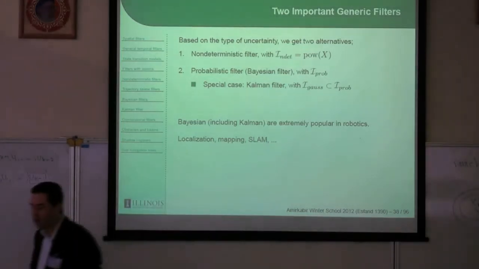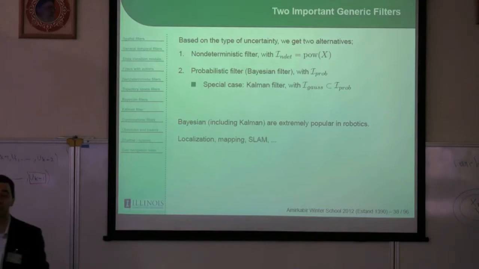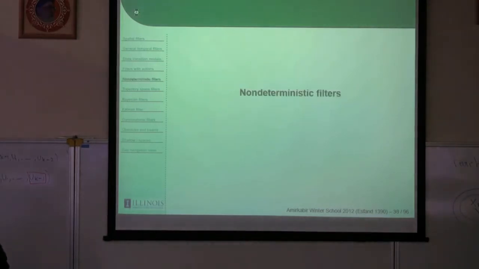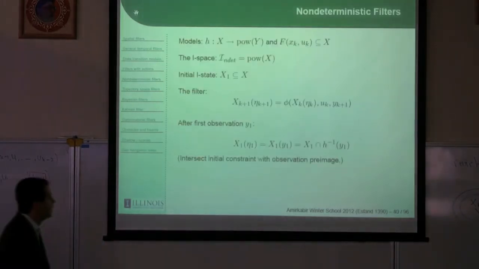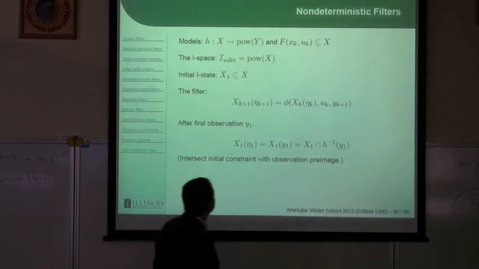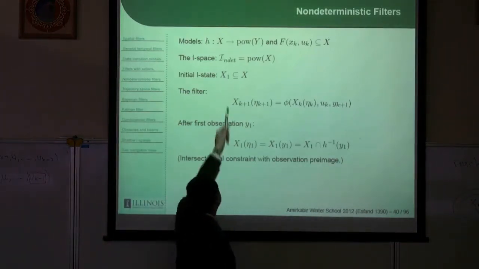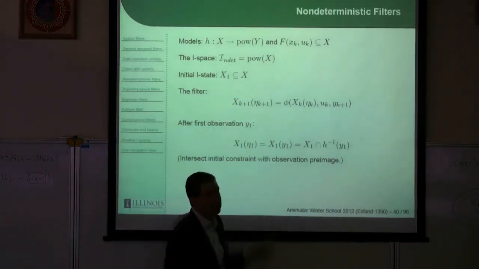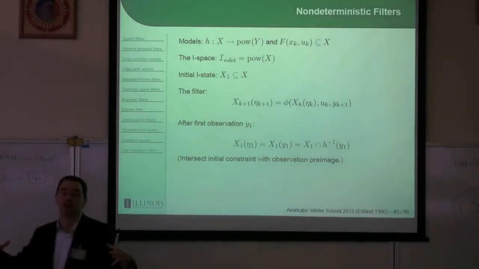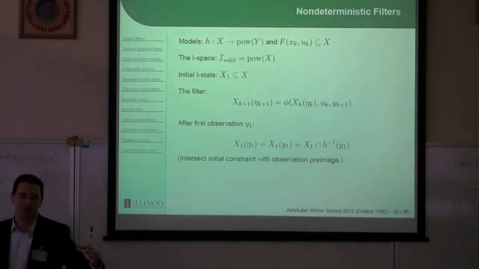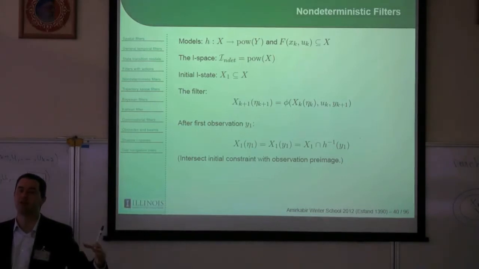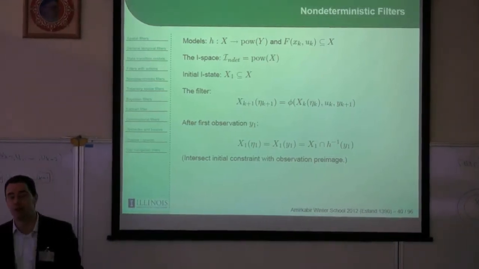So it's just a power set of x. In other words, it's a collection of sets that I'm going to use for my filter. So I start off with some initial state, call it x1. That's the starting set. So somehow I start off in a set that's a subset of my state space. All right? So that's how the filter starts. We turn it on. We get some initial set.